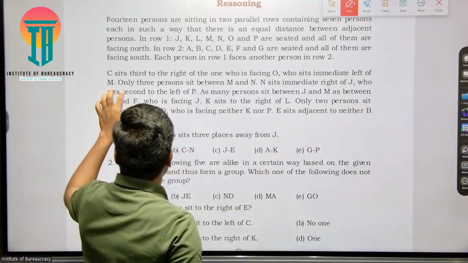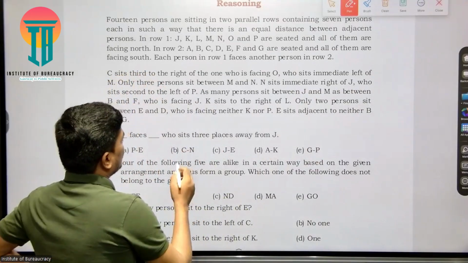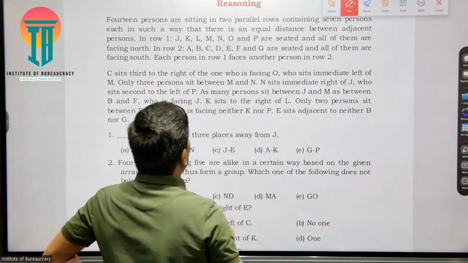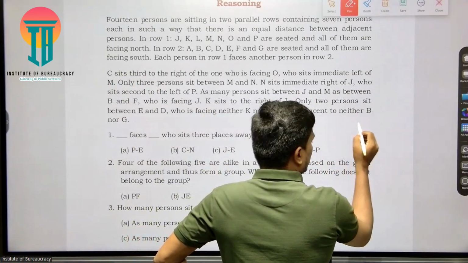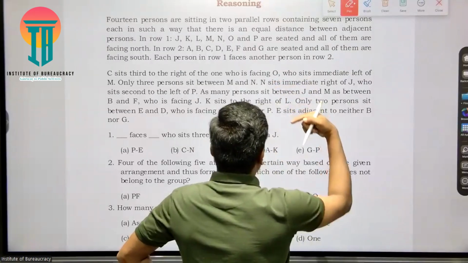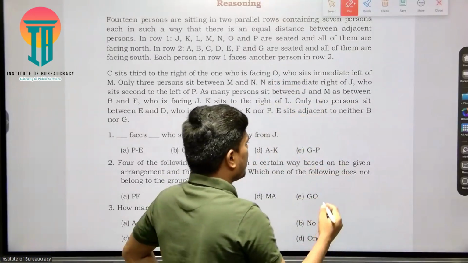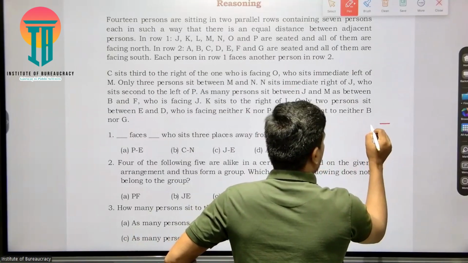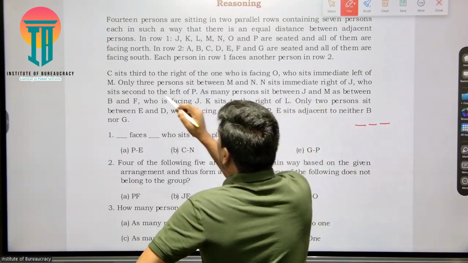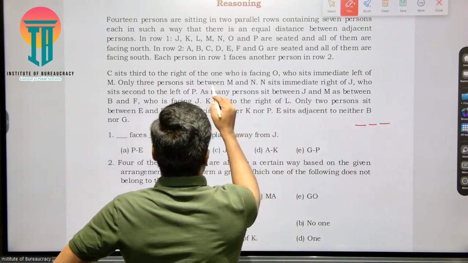C sits third to the right of one who is facing O. So that means C is going to be in the second row and O is going to be in the first row. So what they are saying is, C sits third to the right of one person.